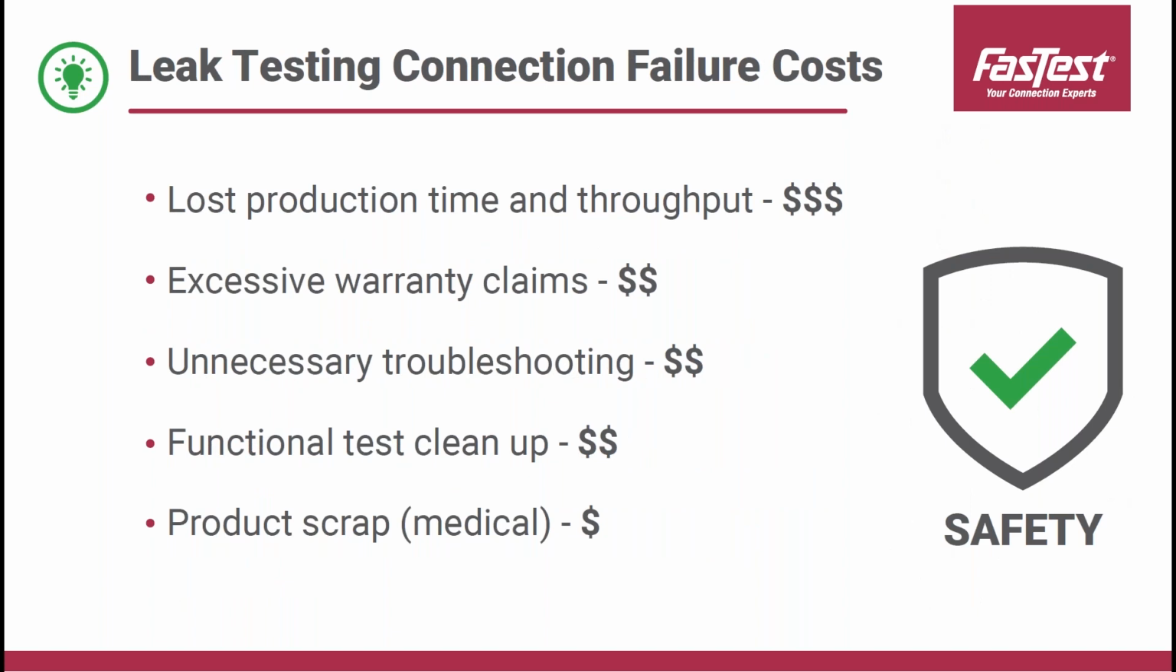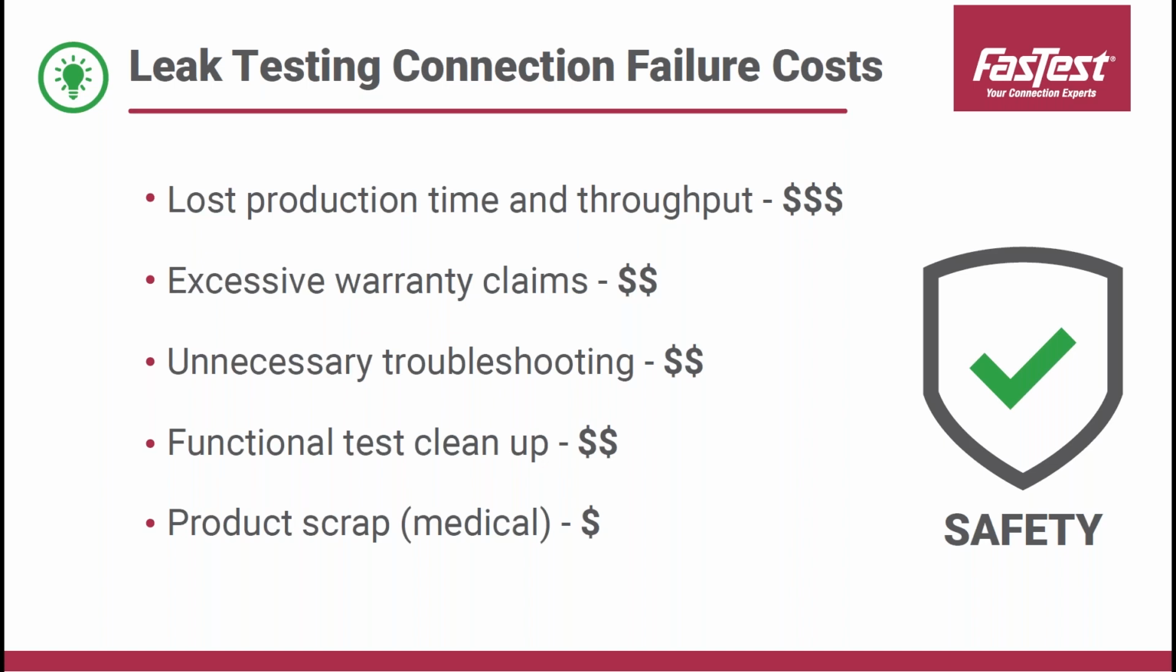The costs of connection failures or rigging failures is very high, and there are many areas that can occur. Lost production time and throughput is one of the highest we see. Excessive warranty claims, if you're masking leaks and products with leaks are getting into the field, that'll be issues that come back to haunt you later. Unnecessary troubleshooting time is a big wasted effort. If a product failed the leak test and the product's actually leak-free, someone could be checking that and trying to diagnose why it's leaking when there really isn't one.